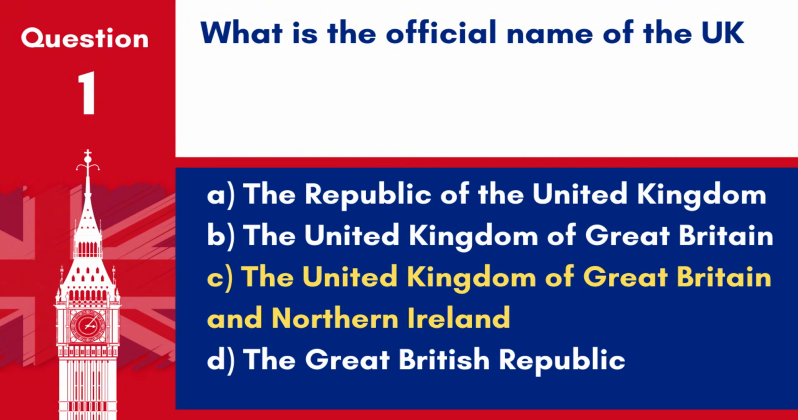Answer: C. The United Kingdom of Great Britain and Northern Ireland. The official name reflects the political union of England, Scotland, Wales, and Northern Ireland.